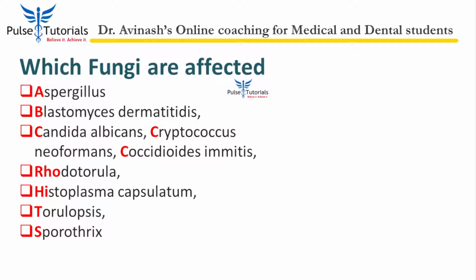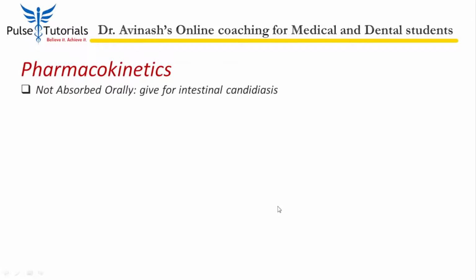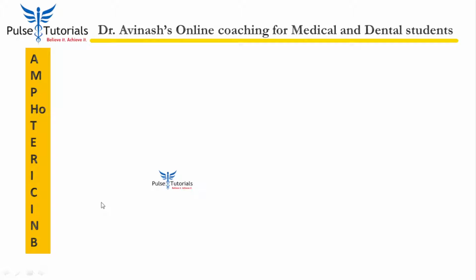All these fungi are definitely inhibited. Okay, they're killed actually. As far as the pharmacokinetics is concerned, it's not absorbed orally, so you have to give it directly like that for intestinal candidiasis. But given IV, you have to mix it with deoxycholate. So it's a deoxycholate suspension only. Then it can enter into our cells, into our blood. Otherwise, it will not enter and mix with our blood. The half-life is around 15 days.